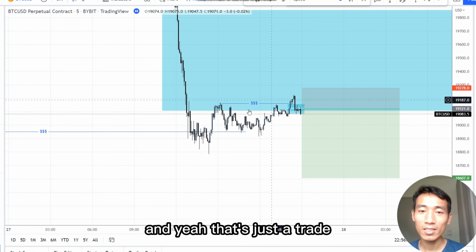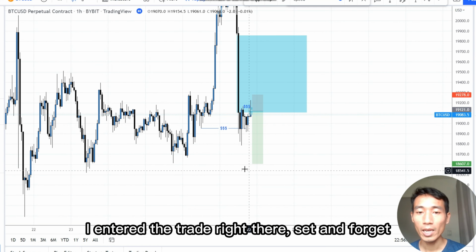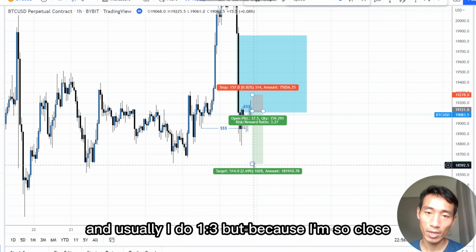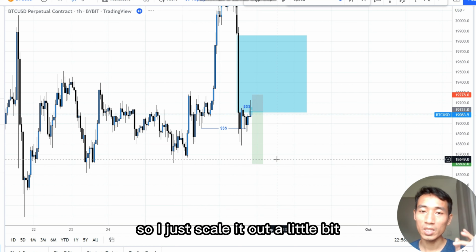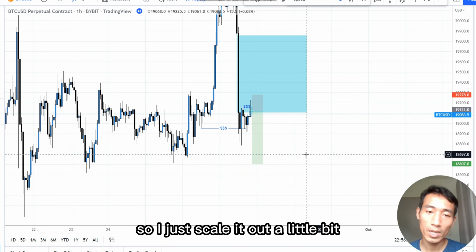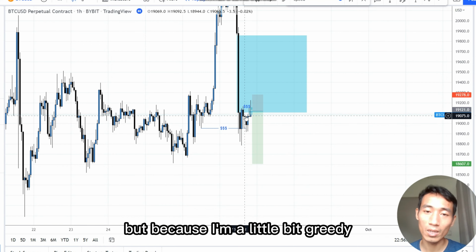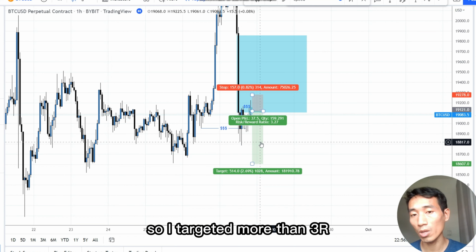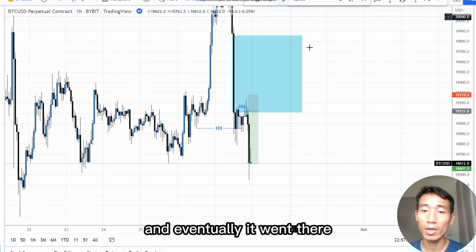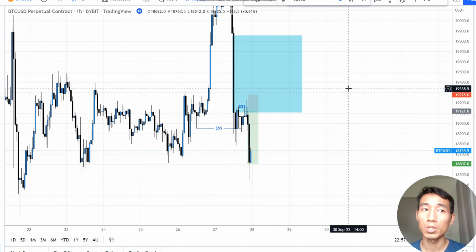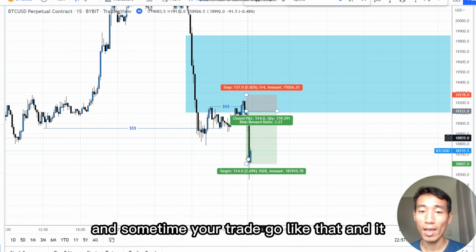And yeah, that's just a trade. I enter the trade right there. I set and forget, and usually I do 1 to 3, but because I'm so close to the profit target, I just scale out a little bit. I'm targeting this one, but because I'm a little bit greedy, I target more than 3R and I target this one, and eventually it went there extremely fast.